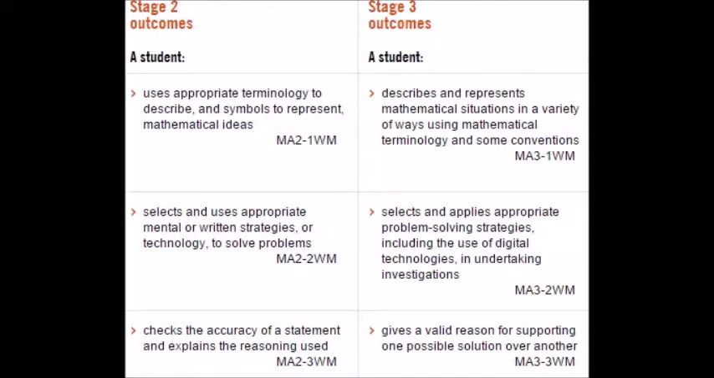The main working mathematically syllabus outcomes that will be achieved are using appropriate terminology to describe and symbols to represent mathematical ideas for stage 2, and for stage 3 describes and represents mathematical situations in a variety of ways using mathematical terminology and some conventions, and also selects and uses appropriate mental or written strategies or technology to solve problems, and for stage 3 selects and applies appropriate problem-solving strategies, including the use of digital technologies in understanding investigations.